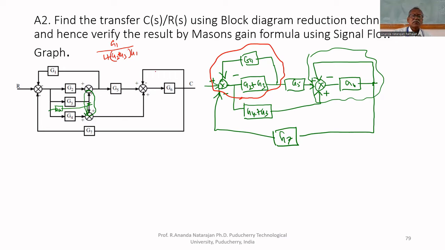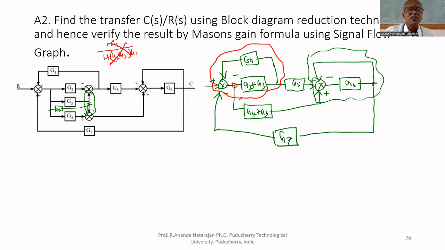This is wrong. Which is the forward path? G2 plus G3 is the forward path. G1 is the feedback path. That's why that should be in the denominator only. G2 plus G3 is in the numerator. But anyhow, now we cannot convert. We cannot apply the seventh rule here because of this takeoff point.